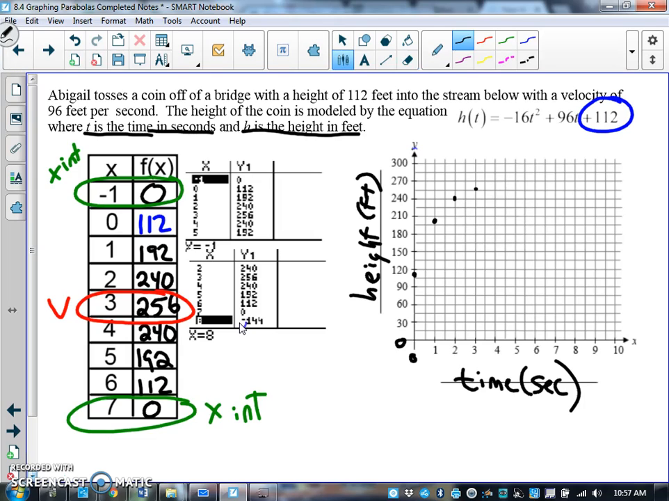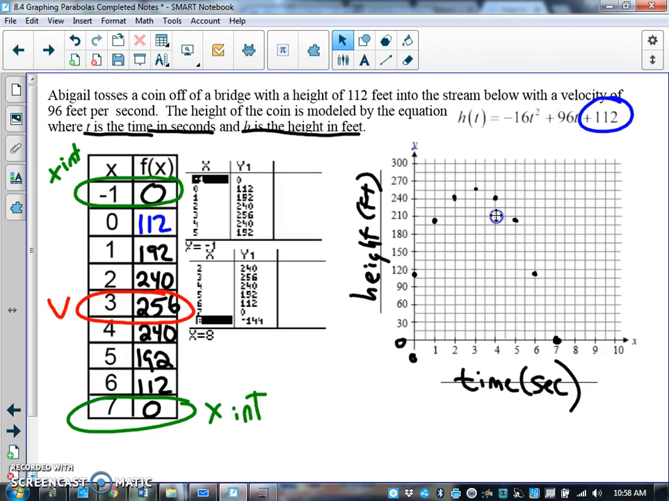So, looking at the point now for (2, 240), I see that this was also 240 here. So I'm going to go to (4, 240), and I notice that they match up. For 1, I was at 192. Where my x value is 5, I'm also going to be at 192, so they should match up. They should be on the same y level, and they are. For 6, I'm going to be at 112. Should be at the same height as my y-intercept, because they're both 112. And then my (7, 0) is just an x-intercept.